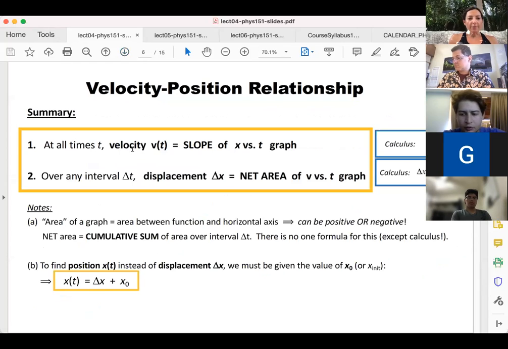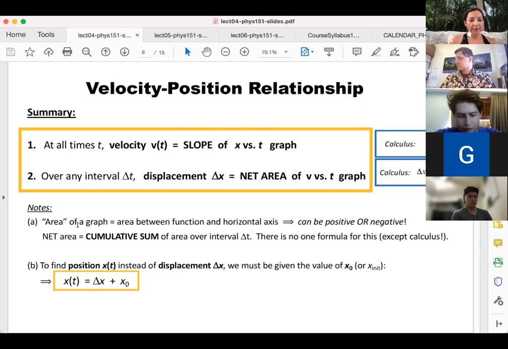So at all times, the velocity is equal to the slope in the x versus t graph. And over any interval delta t, the displacement delta x is the net area of the v versus time graph. So essentially, if you want to calculate the slope, in calculus you have the derivative, while if you want to calculate delta x, in calculus you have the integral between t1 and t2 of the velocity.